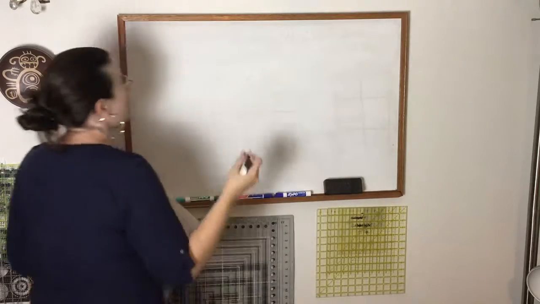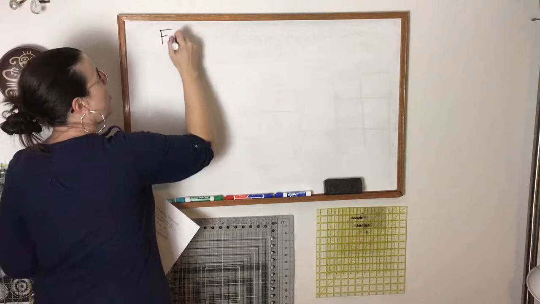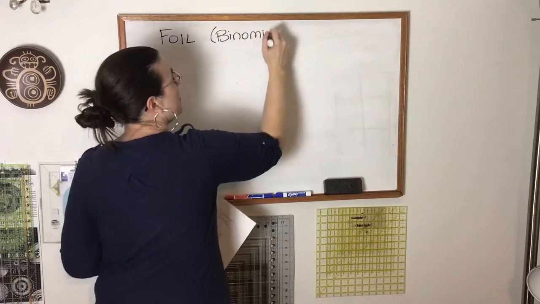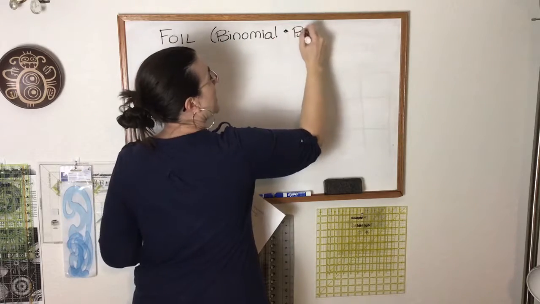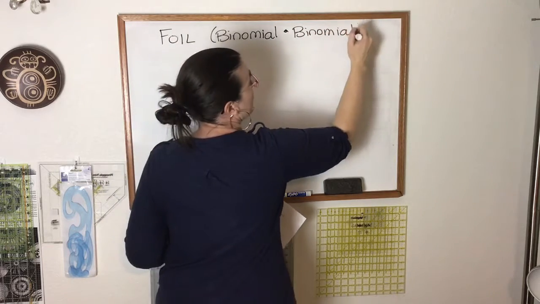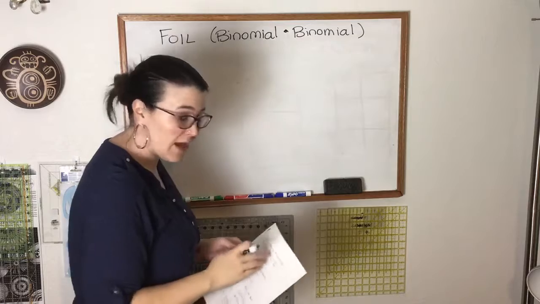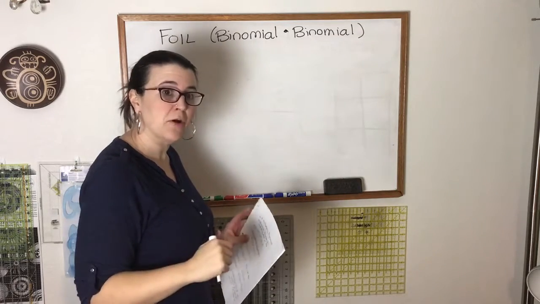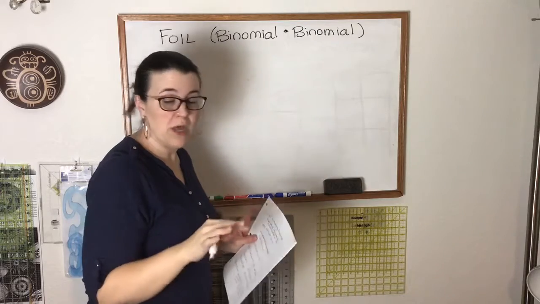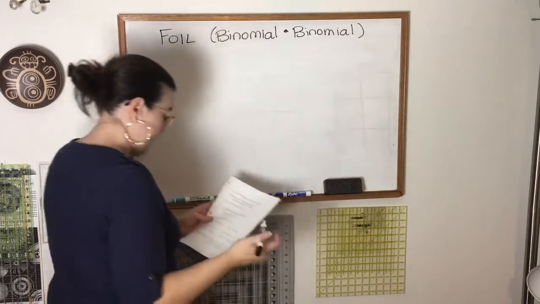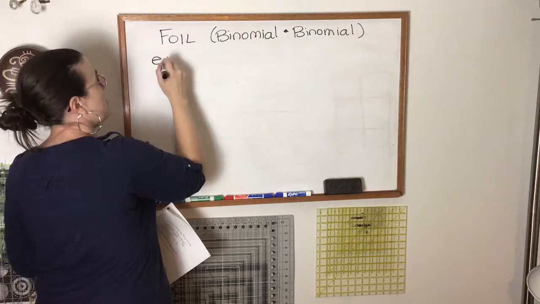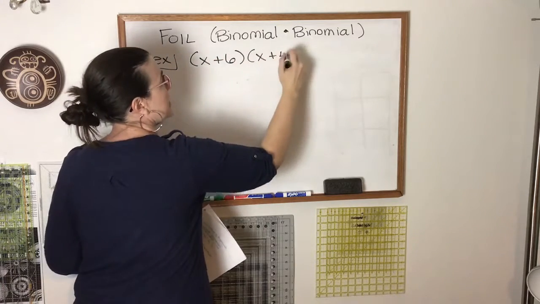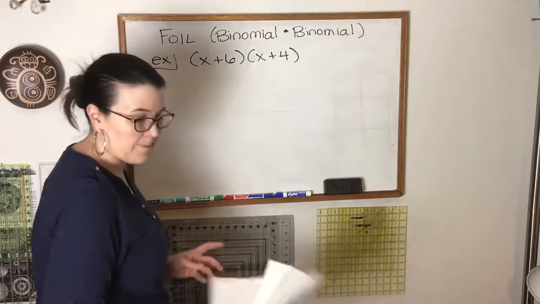All right, but I will show you FOIL. So this is FOIL. This is when you have a binomial times a binomial. And I'm also going to do box with this because I want you to see that you can use either method. So if you are a person that struggles with FOIL, you might like box better. If you're fast with FOIL, you will not like box and don't use it. All right, so for example, let's multiply something fairly straightforward like x plus 6 and x plus 4.